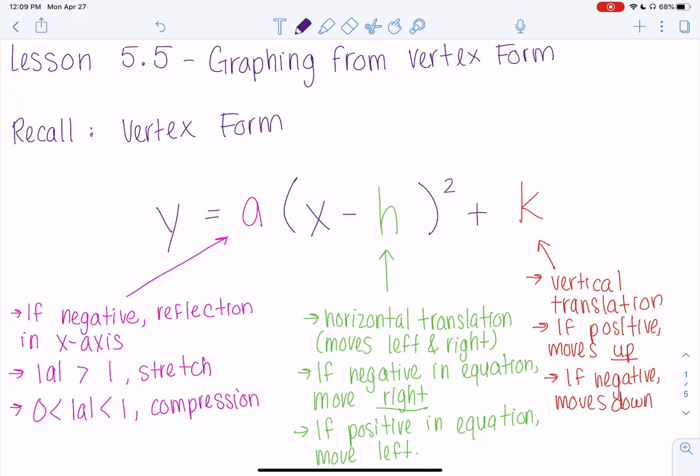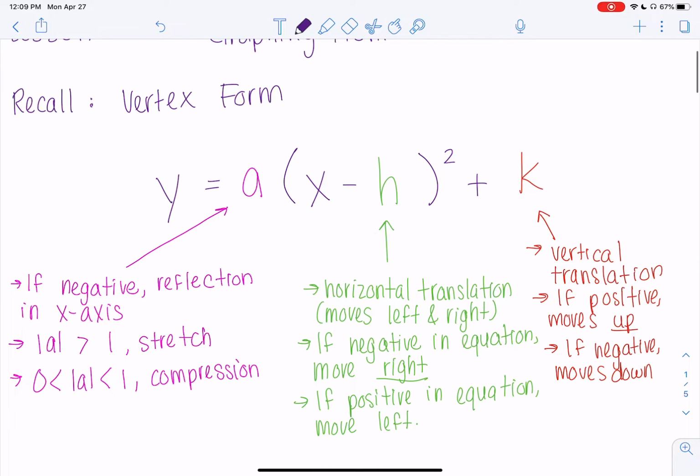Just as a reminder, a is responsible for two things. A is first responsible for a reflection. So if our a is negative, we should expect that our parabola is upside down, or is sad. If it's a negative a, it's a sad parabola. If it is a positive a, it's a happy parabola. The proper terminology for this flip of our parabola is a reflection in the x-axis. So again, if our a is negative, it has been reflected in the x-axis.